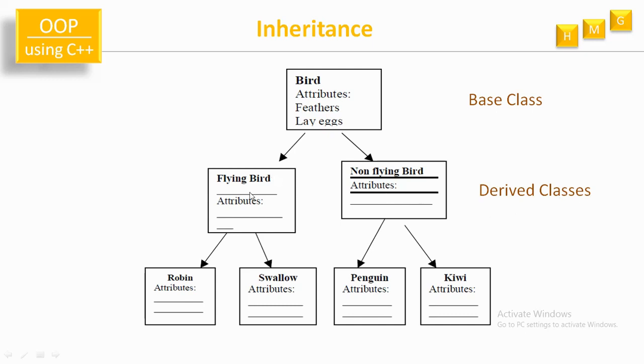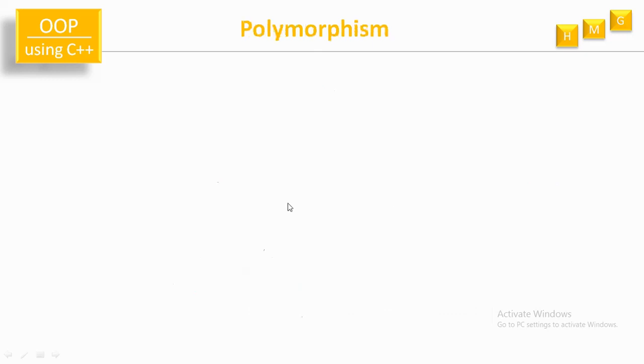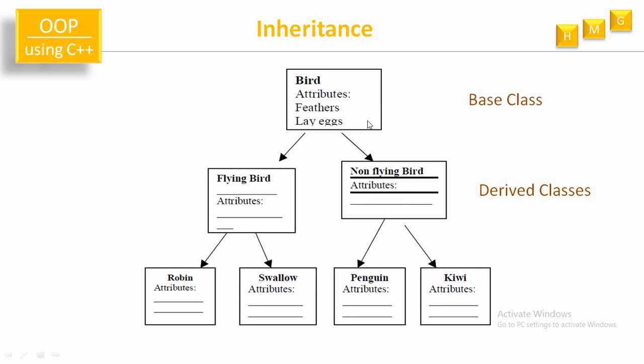Now flying birds will be the two, these are the objects. Robin is a flying bird, swallow is a flying bird, penguin is a non-flying bird, kiwi is a non-flying bird. So all these are the four objects. So robin and swallow are the objects of the flying bird class, while penguin and kiwi are the objects of non-flying birds. And these flying birds and non-flying birds are the derived classes of the bird base class.